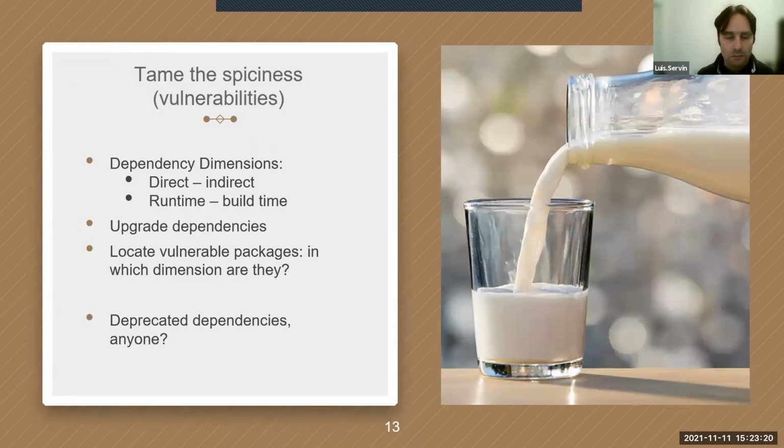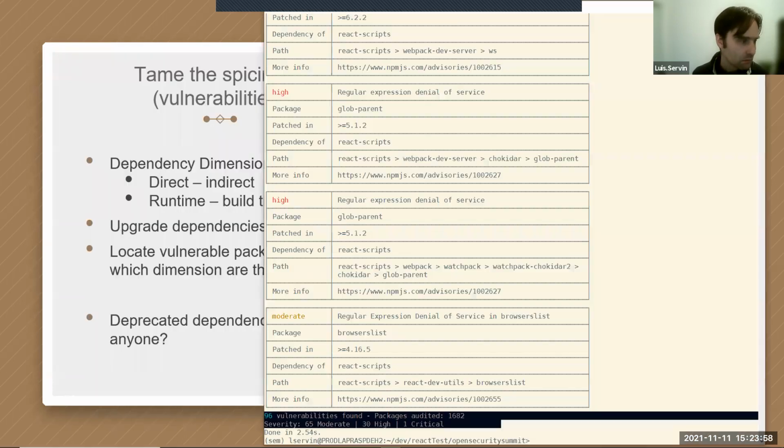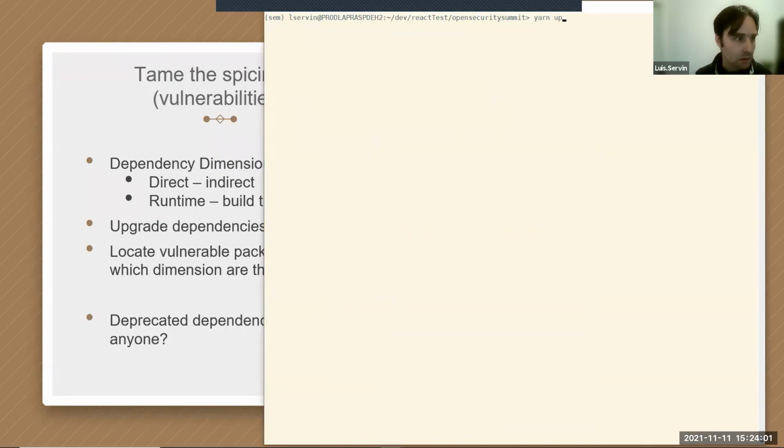So if you have ever had the problem of eating very spicy food, drink milk, drink yogurt, drink something that's not water. Water spreads capsaicin all over your mouth and it burns. Milk is the better thing to tame it. So to tame the spiciness, let's rethink again what we're doing. We have dependency dimensions, right? We have direct and indirect dependencies, runtime and build time dependencies. So the first thing, as security people, that we say is, why don't you upgrade? Right? Let's do that, yarn upgrade.